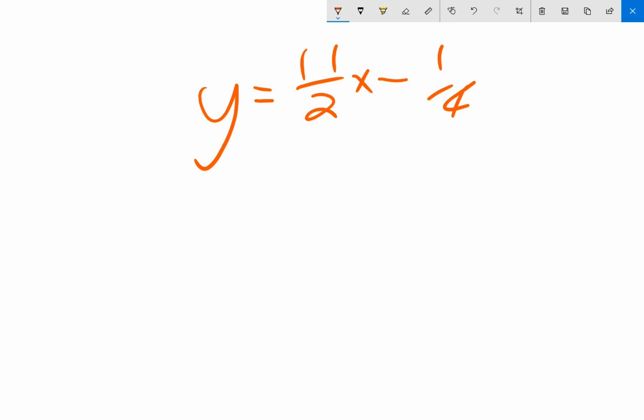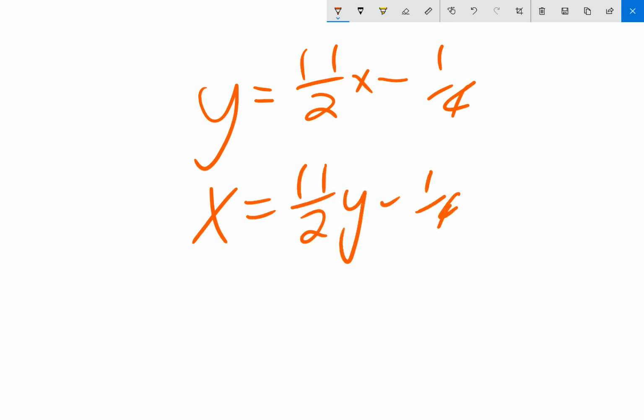All right. So if you're going to work this problem out by hand, I'm going to tell you what the secret is after this problem, but let me do it the old-fashioned way first. To start this problem, we are going to switch x and y. So we're going to make this x equal to 11 over 2y minus 1/4. Same function, but you literally switch x and y.